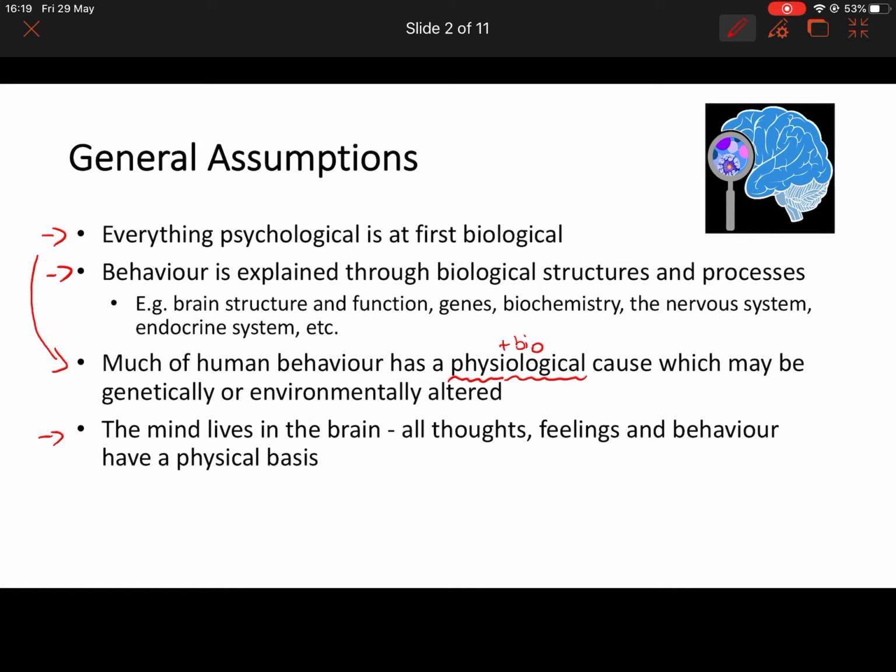This seems obvious, but in comparison to, for example, the cognitive approach, this sees mental processes of the mind as separate from the physical brain. So this approach really does believe that the mind exists in the brain. So we're going to be breaking down and looking at each of these different aspects in turn.